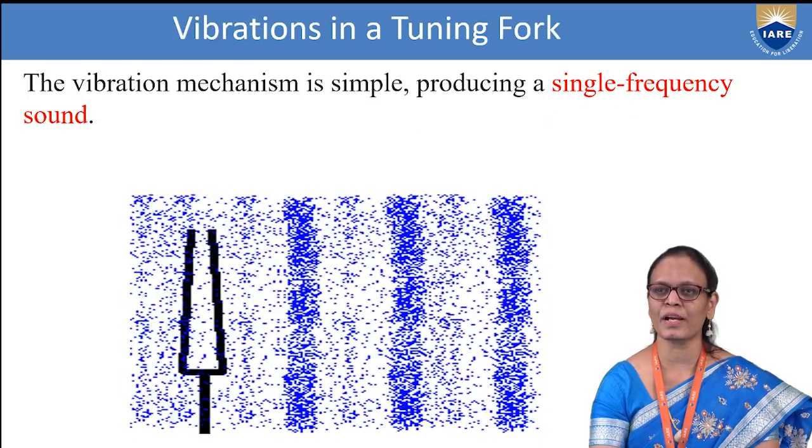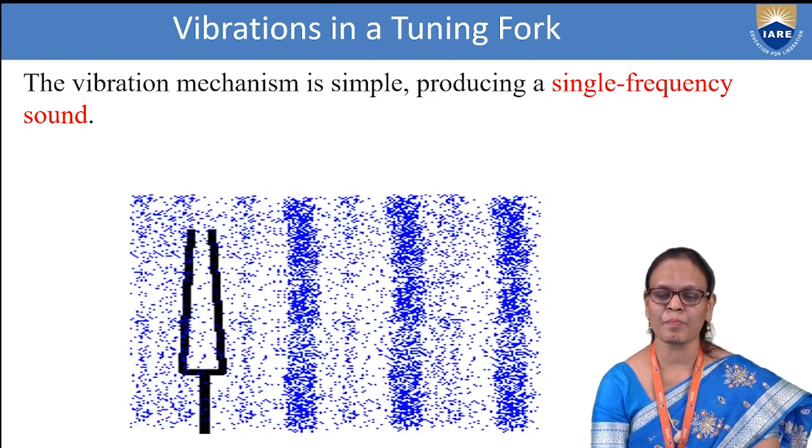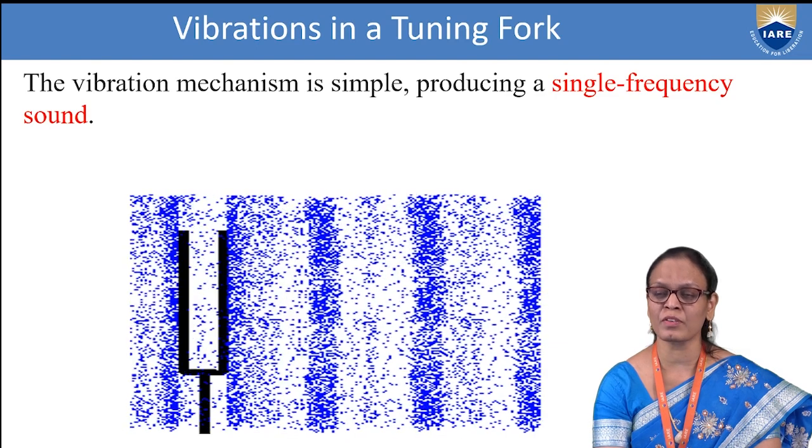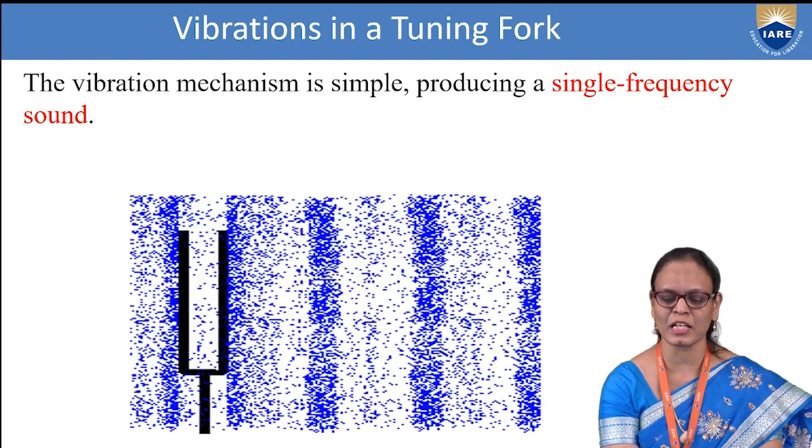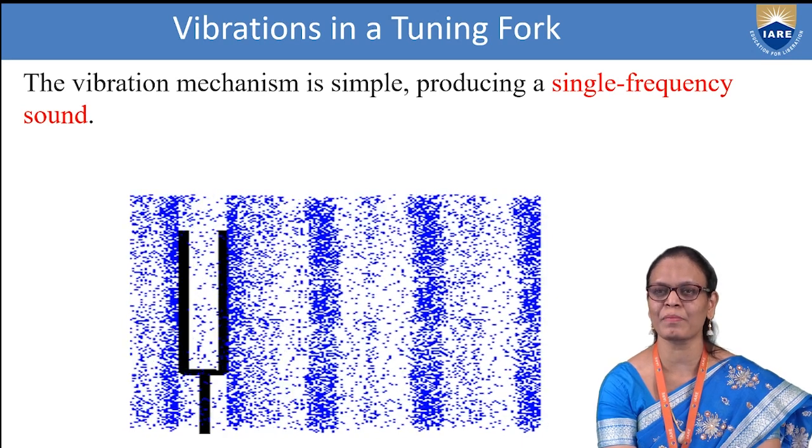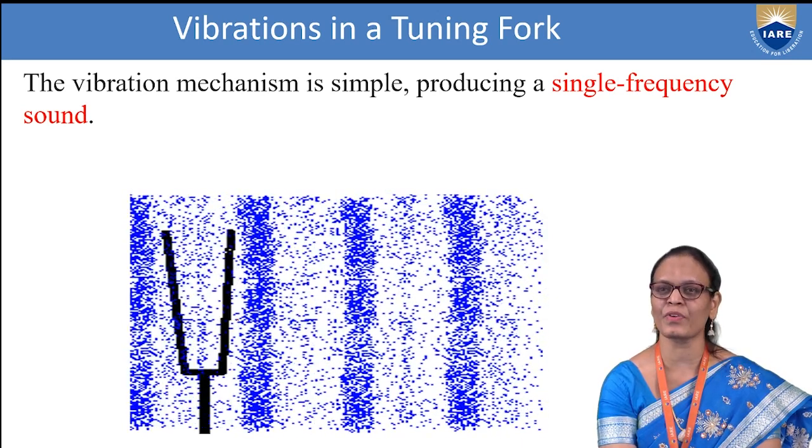Now how they are going to vibrate, you can see the vibration mechanism is very simple. They are producing a single frequency sound. So as per the tuning fork we have selected, these prongs vibrate about their mean position, and you can see the waves that are generated and propagated here. Because it is air, you assume, the waves are being propagated in the air.